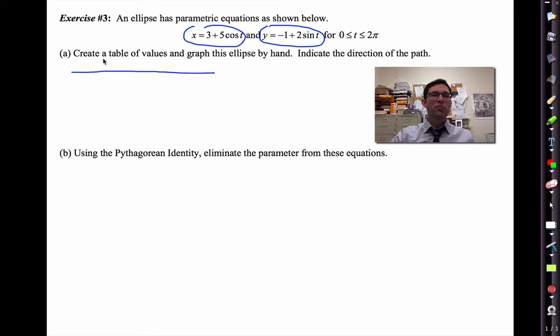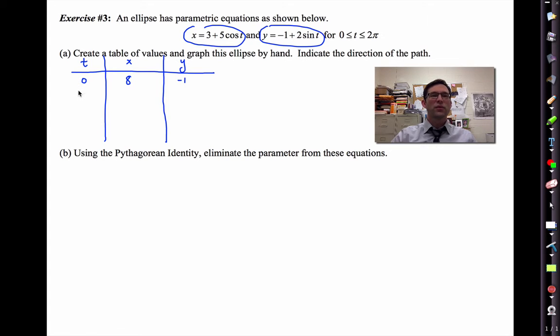Let's create a table by hand using just those quadrantal angles, and let's track this ellipse. All right, let's start with t equals 0. Again, let's do this pretty quickly. If I put 0 in, the cosine of 0 is 1. I get 3 plus 5, and I get 8. If I put 0 in here, sine of 0 is 0. Y will be negative 1.